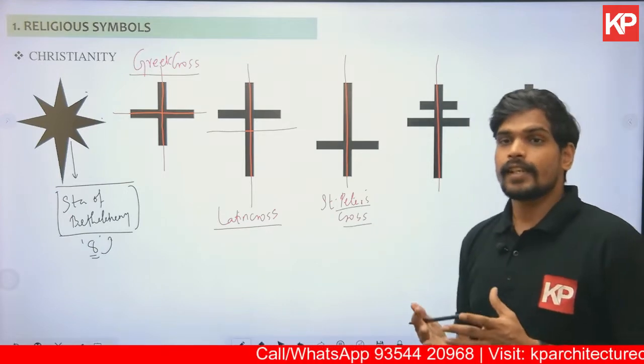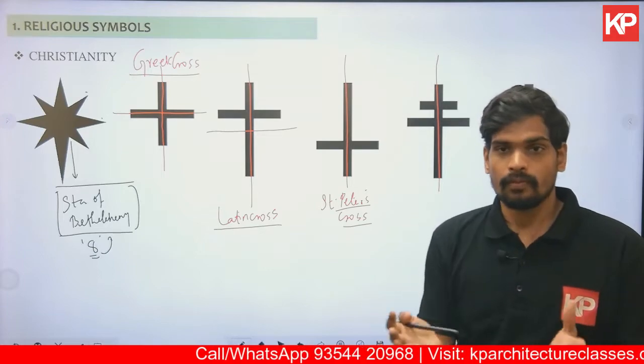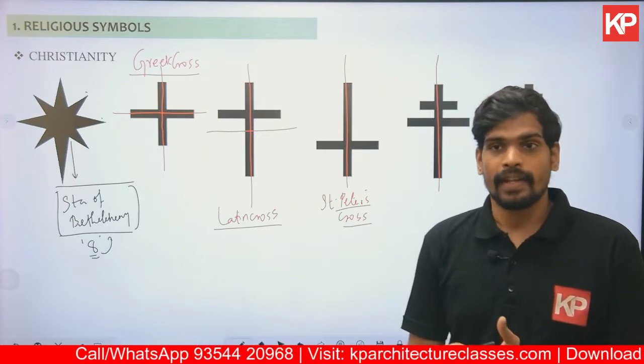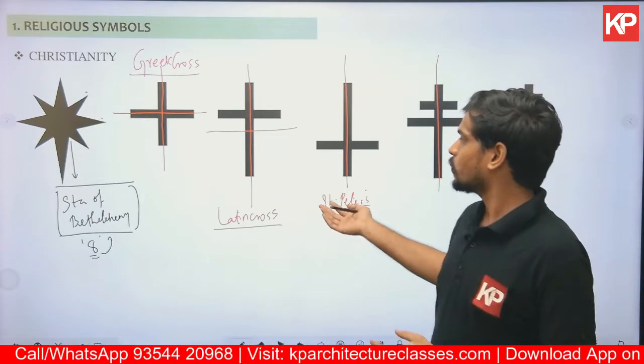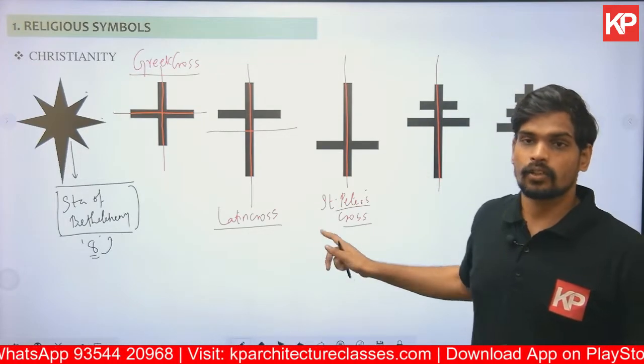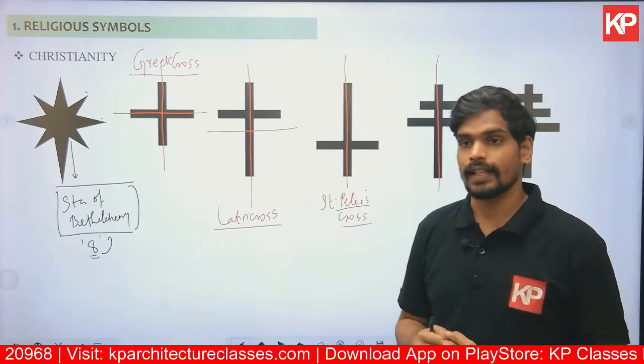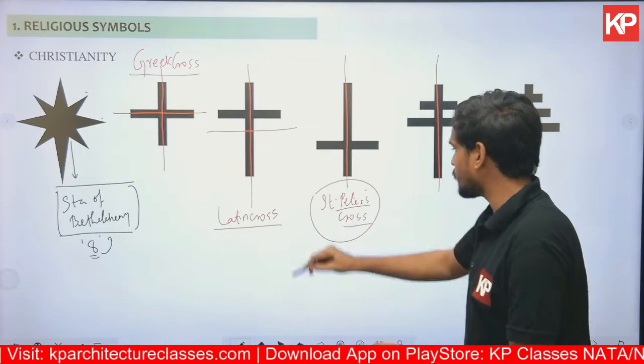It is said Saint Peter was the first pope of Roman Catholicism, and when Saint Peter was crucified, he actually asked to be crucified on an inverted cross because he felt he was not worthy of being crucified on a similar cross to that of Jesus Christ. So that is how it is known as Saint Peter's cross.